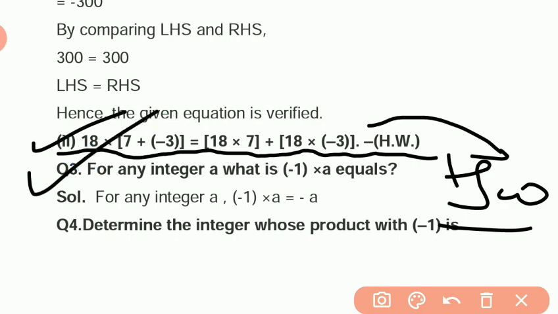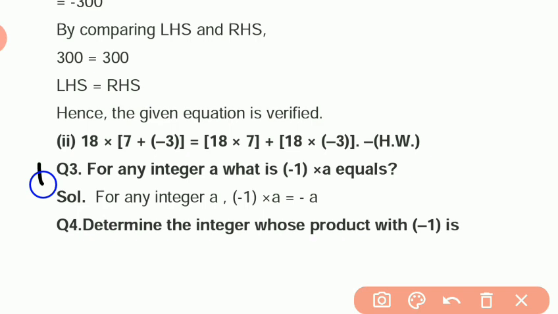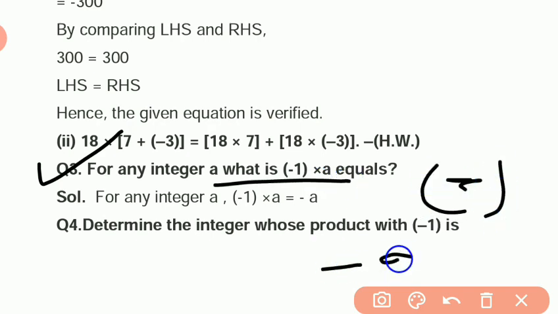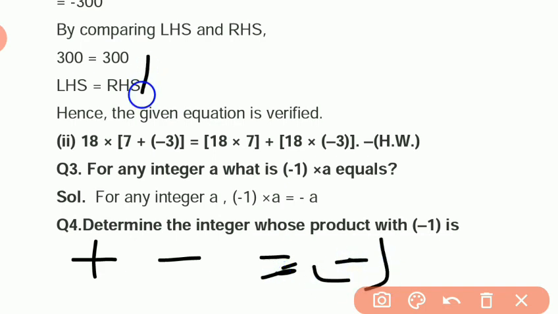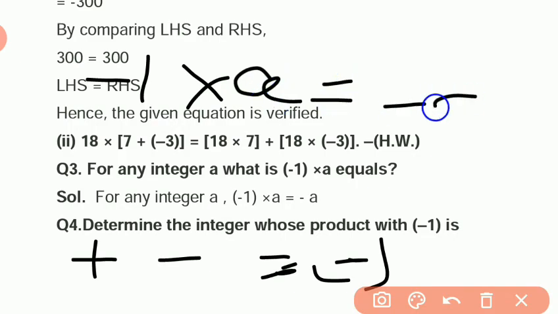Now question number 3. For an integer a, what is minus 1 into a equal to? Here a is given as an integer. If we multiply minus 1 with a, we will get the answer minus a, by the rule that if you multiply a positive integer with a negative integer, the answer will be negative. So if you multiply minus 1 with a, the answer will be minus a. Then question number 4.